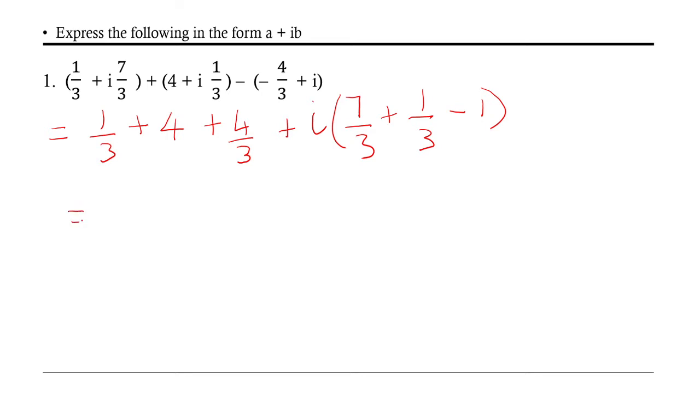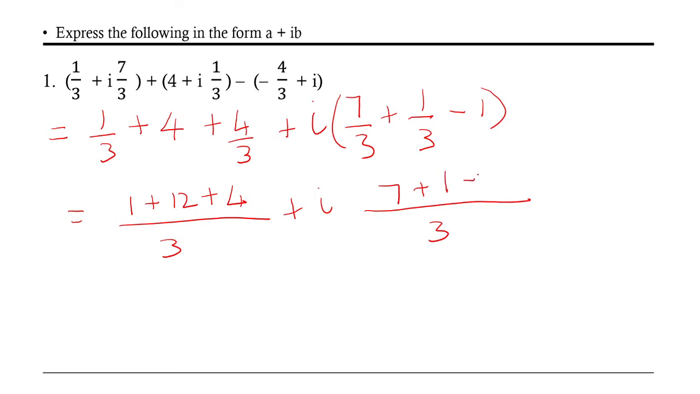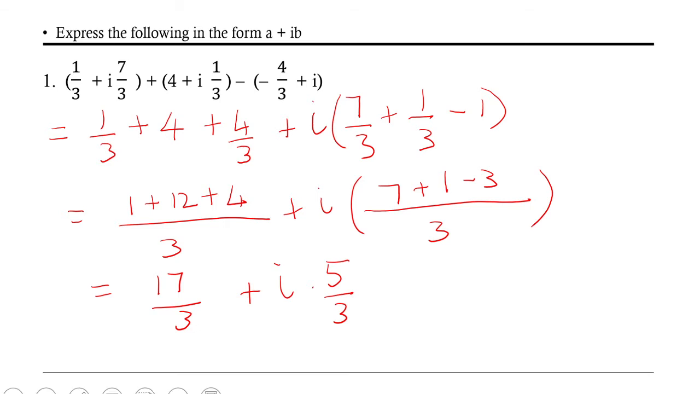So now I am going to simplify. I am taking the LCM as 3. So (1 plus 12 plus 4) by 3 plus i into (7 plus 1 minus 3) by 3. So this is equal to 17 by 3 plus i into 7 plus 1 is 8, minus 3 is 5, so 5 by 3. So the given expression can be expressed in the form a plus ib as 17 by 3 plus i into 5 by 3. The next question.